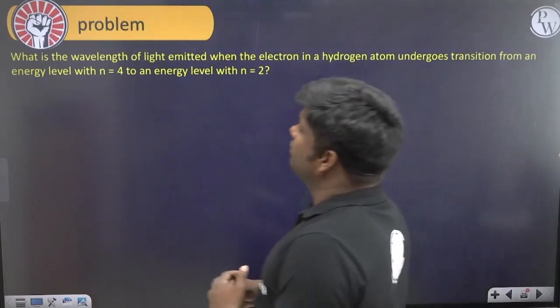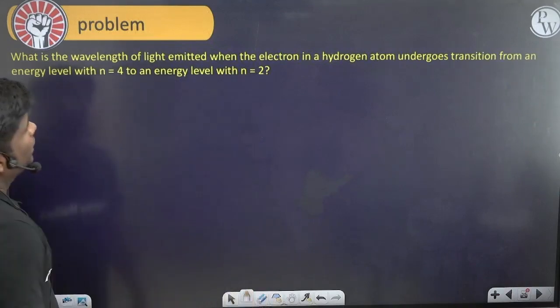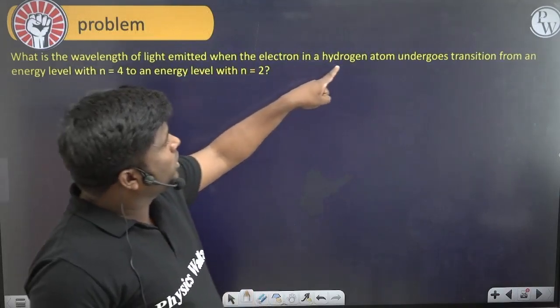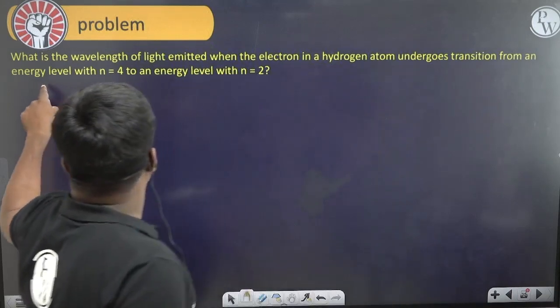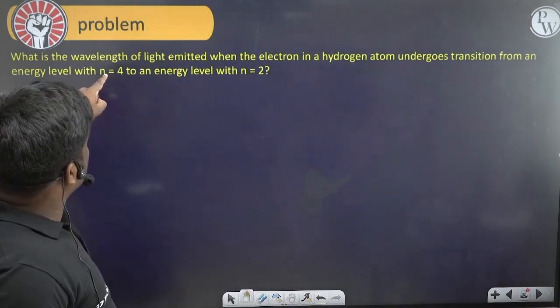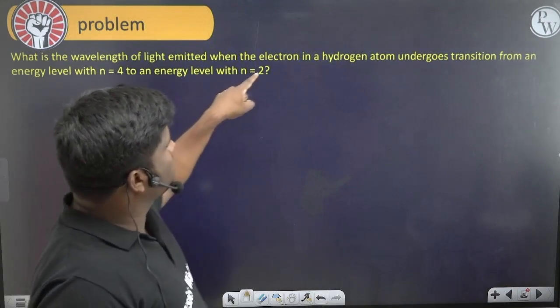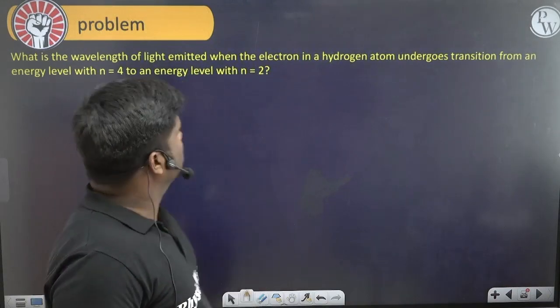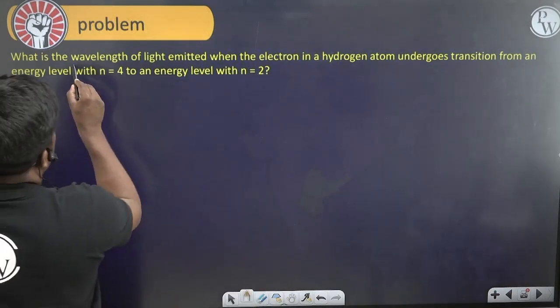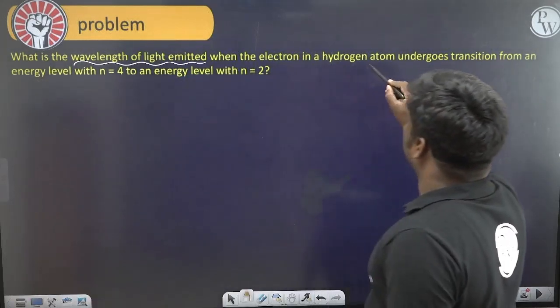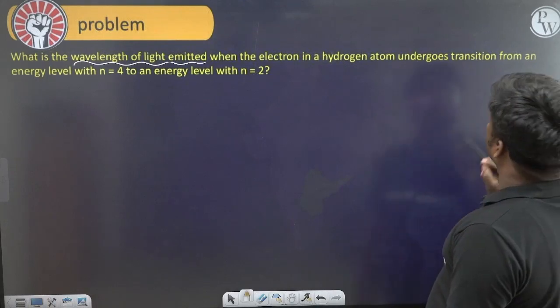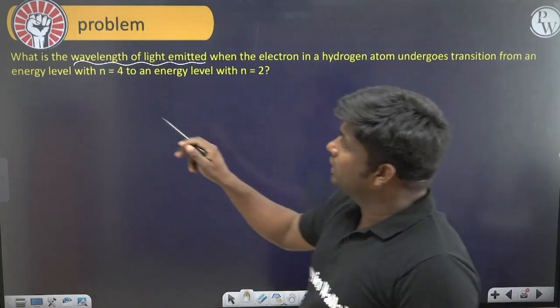What is the wavelength of light emitted when the electron in a hydrogen atom undergoes transition from the energy level n equals 4 to n equals 2? This is the question. What you have to calculate is the wavelength of light emitted when the electron in a hydrogen atom undergoes transition.